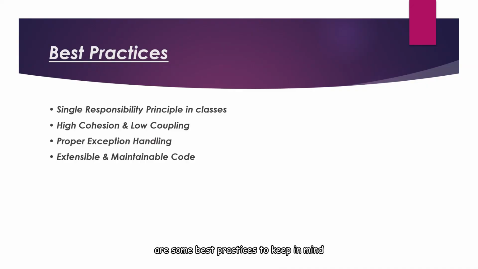Here are some best practices to keep in mind while designing this system. Single responsibility principle. Each class should have only one reason to change, which means each component like the elevator, scheduler, and button should only be responsible for its specific task. High cohesion, low coupling. Keep related functionalities within the same class and minimize the dependencies between different classes. Exception handling. Always design for graceful failure. If something goes wrong, the system should remain functional and the user should be informed appropriately. Testability. Design your classes in a way that makes them easy to unit test so you can ensure the reliability of your system.